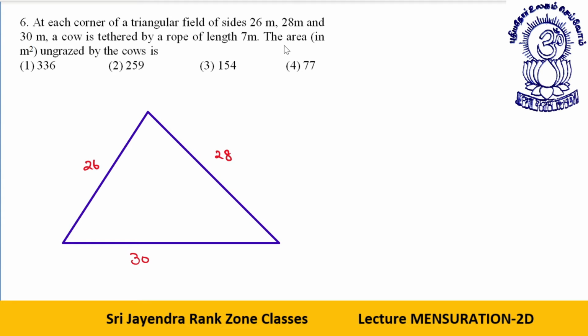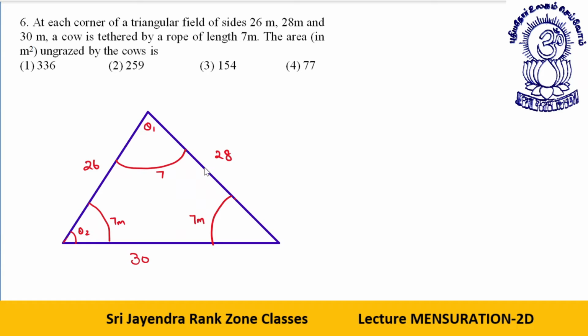Now, a cow is tethered at each corner by a rope of length 7 meter. I don't know what this angle is, dear student. Let's say this angle is theta 1. Here a cow is tethered by a rope of 7 meter. Means the cow can graze this much angle, this much area. Let's say this angle is theta 2. Here also I take a rope of 7 meter. So the cow will graze up to 7 meter. Here also the cow will graze up to 7 meter. So far I hope it's clear to everyone.